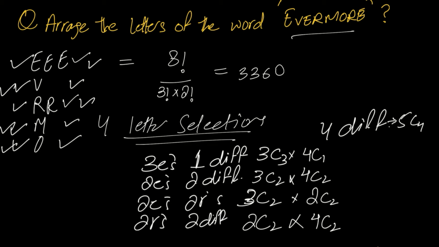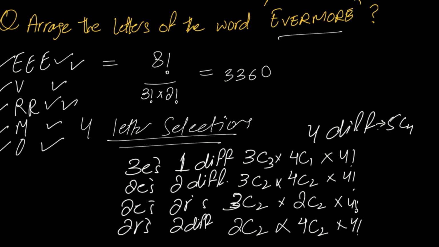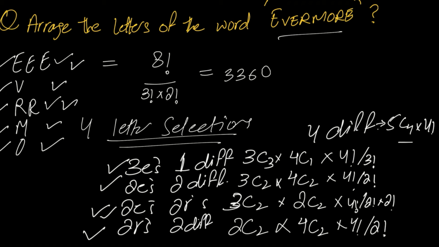Okay, now we have to arrange all of these, so we do 4 factorial for each and every one of them. But in this case we have 3 E's the same, so we will divide by 3 factorial. In this we have 2 E's the same, we will divide by 2 factorial. In this we have 2 E's and 2 R's the same, so we will divide by 2 factorial into 2 factorial. In this we have 2 R's the same, so we will divide by 2 factorial. In this we have nothing similar, so we won't divide by anything.